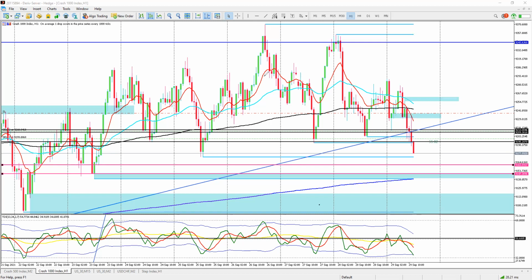But as you can see, C1 is moving our way. What I will expect though is a pullback. At some point, there has to be a pullback and a continuation.